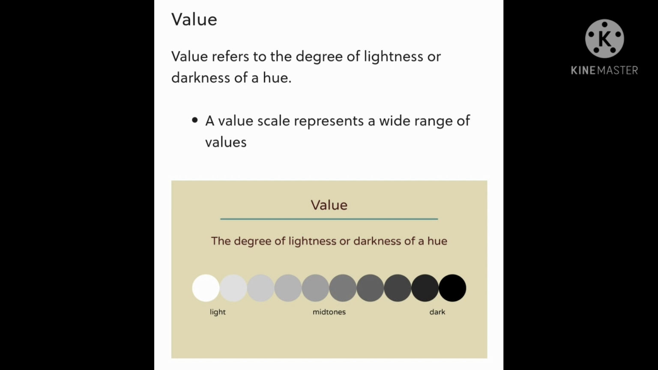A value scale represents a wide range of values. As you can see, the light, mid-tone and the dark tone come from the different values of the same color, and that's how the values are produced for each color.